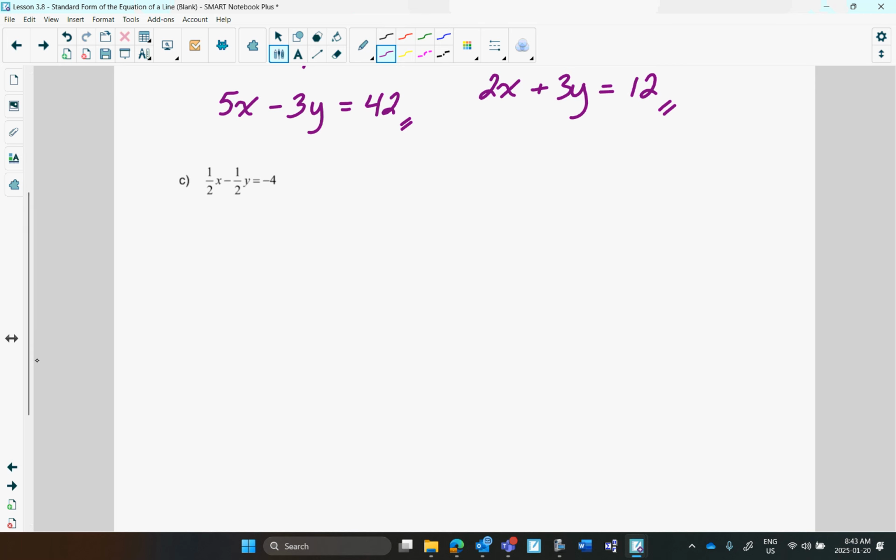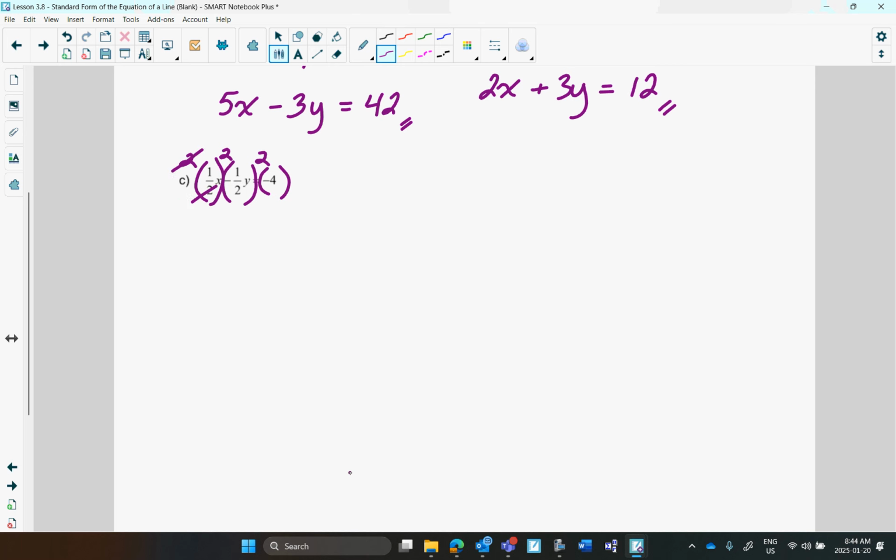Well, hopefully you notice right away we got fractions. The x and the y are on the left side, the proper side. The number's on the right side, the proper side. So it looks like all I have to do is times everything by 2 to get rid of the fractions.